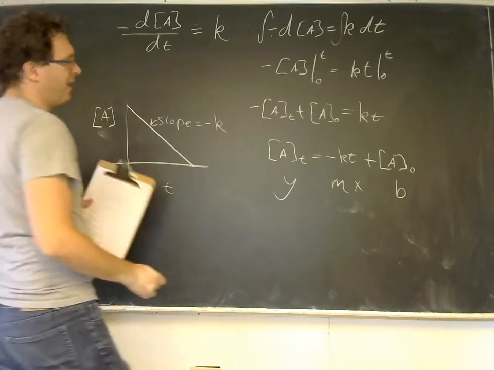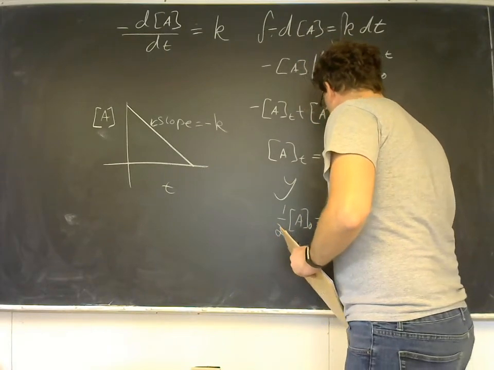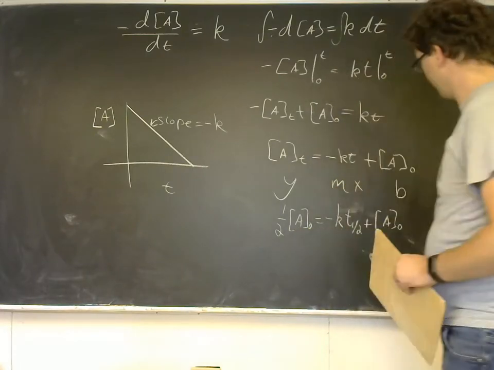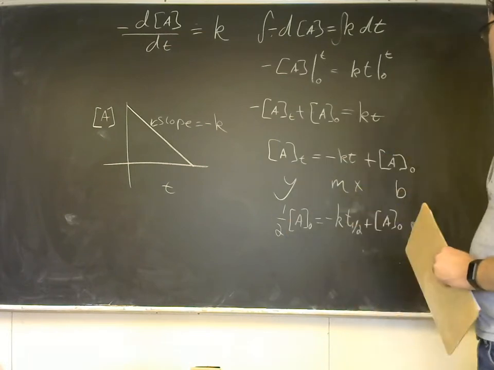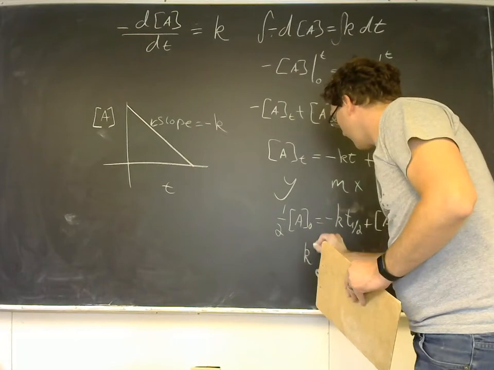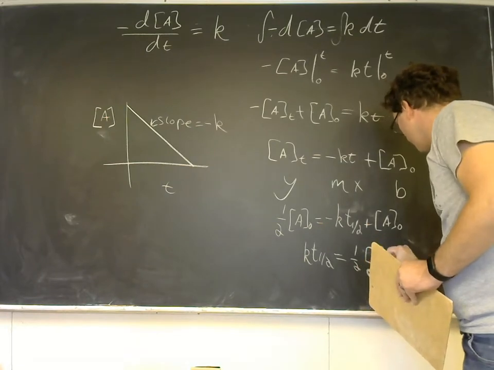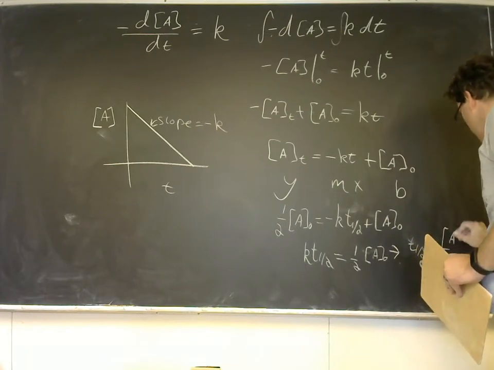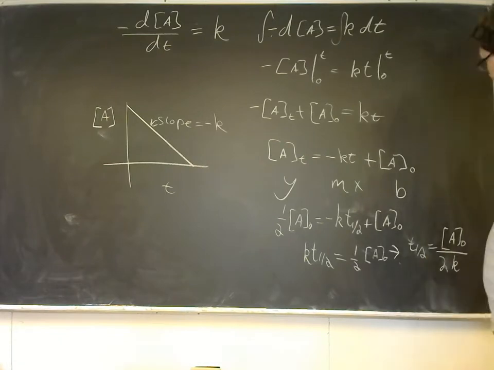And again, we can find a half-life, right? So 1/2 A naught is equal to negative K t1/2 plus A naught. So let's subtract the 1/2 A naught over here and add the K t1/2 over there. So we get K t1/2 is equal to 1/2 A naught. And finally, the t1/2 is going to equal A naught over 2K. And again, we've got a half-life that's defined in terms of the initial concentration.